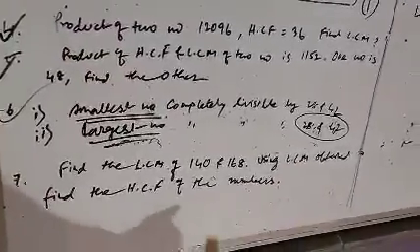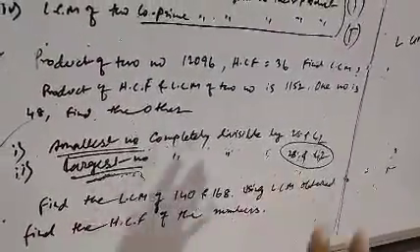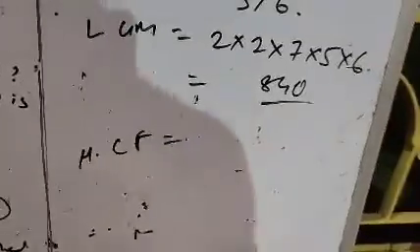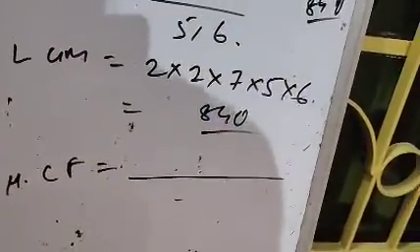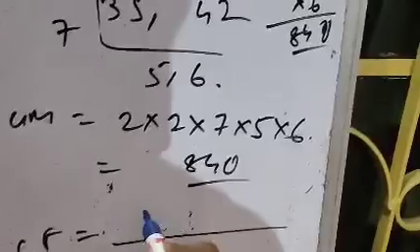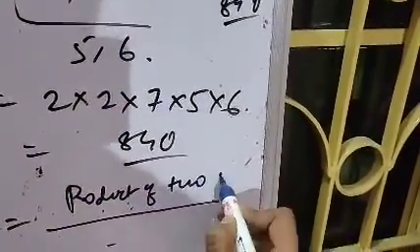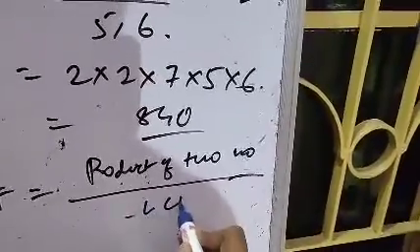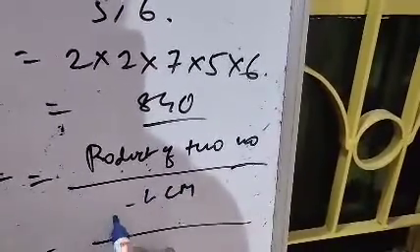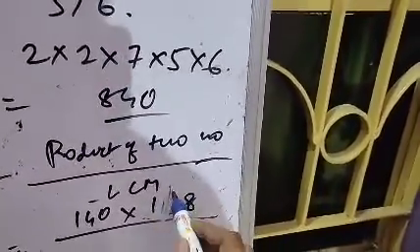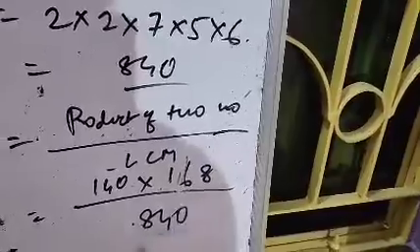Clear? Now using the LCM obtained, find the HCF of the two numbers. So you have to find the HCF using this LCM. Clear? There is a formula for finding the HCF: HCF equals the product of the two numbers divided by the LCM. The product of the two numbers is 140 into 168, and the LCM is 840.